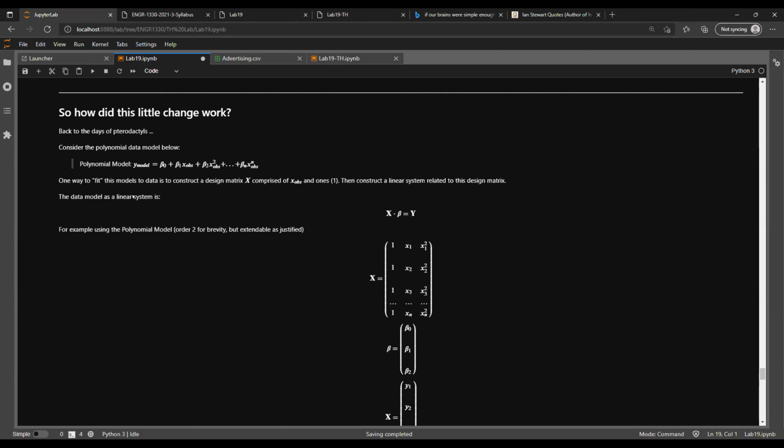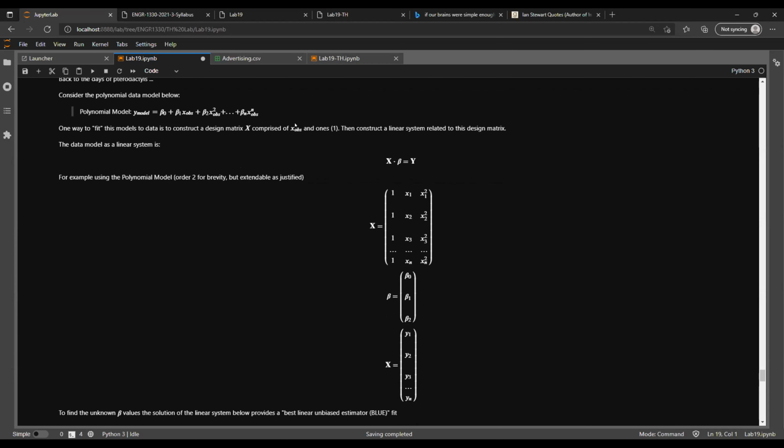One way to fit this model to data is to construct a matrix comprised of observations and ones, then construct a linear system related to this design matrix. The data model as a linear system looks like this. So X is a matrix, we have a coefficient matrix, and we have an output matrix. And they're vectors, but not important.